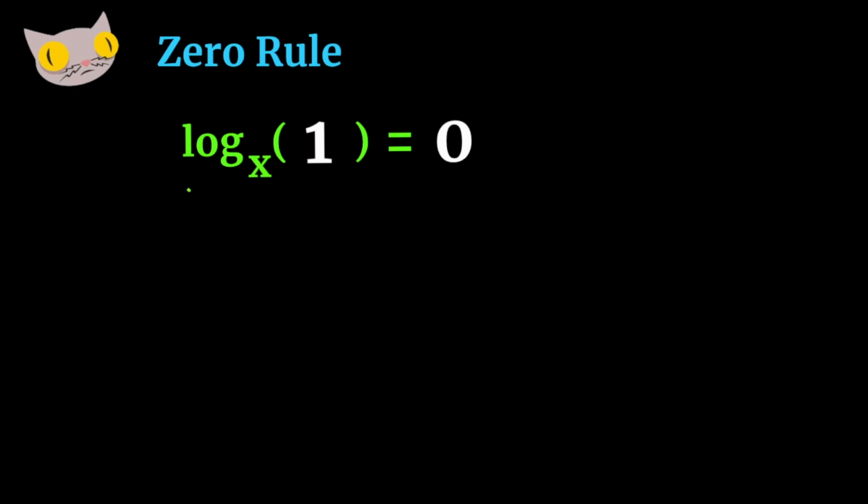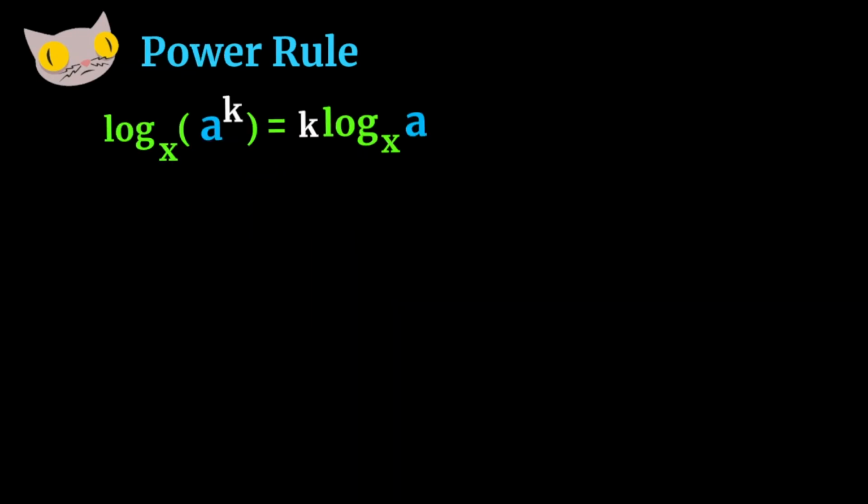Next, we have the 0 rule, which states that if you have a log to any base of 1, you're going to get 0. So say we have log base 9 of 1, that's going to give us 0. And if we transfer this into an exponential form, we take our base 9. This number here, this would be our exponent, to the 0 power. And anything to the 0 power is 1. So that's the 0 rule. Pretty easy, checks out.